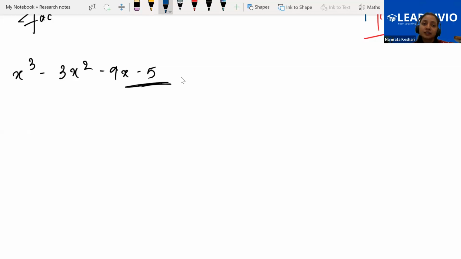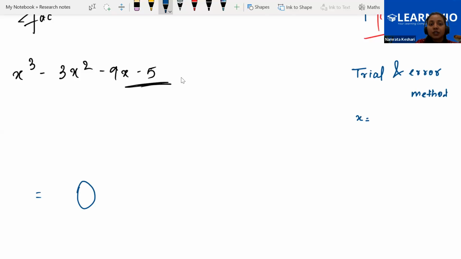How? By guessing it. So we are searching for that particular x value which will make the complete polynomial zero. What can be taken as an x value for which the result will come out as zero? How will we find that? Trial and error method. Because there is no proper method for a cubic polynomial. So we will apply the trial and error method to check what particular x value will make the whole polynomial zero.